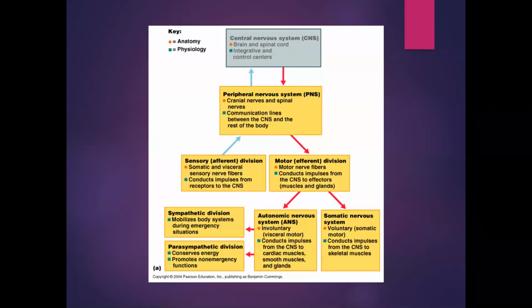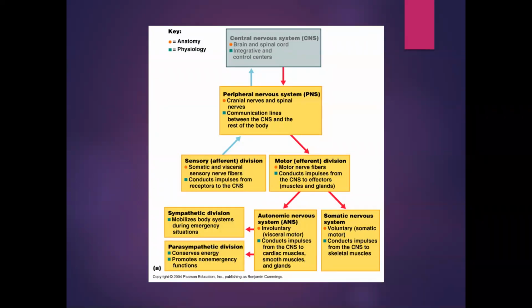Then we get to the CNS, and that's going to be made of the brain and spinal cord. You can see orange is the anatomy, and green is the physiology, the function. So what is the function? Integrative and control center. This is where all the input comes in so that we can decide what output goes out. Oh, I skipped peripheral nervous system.